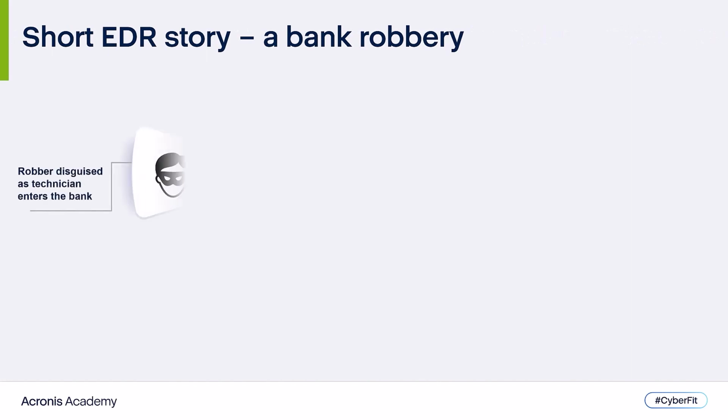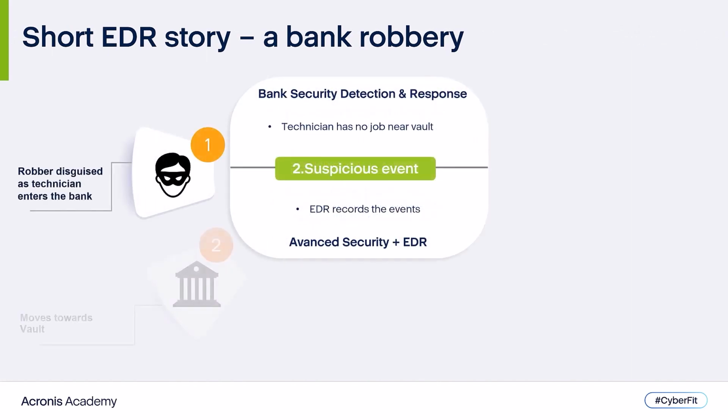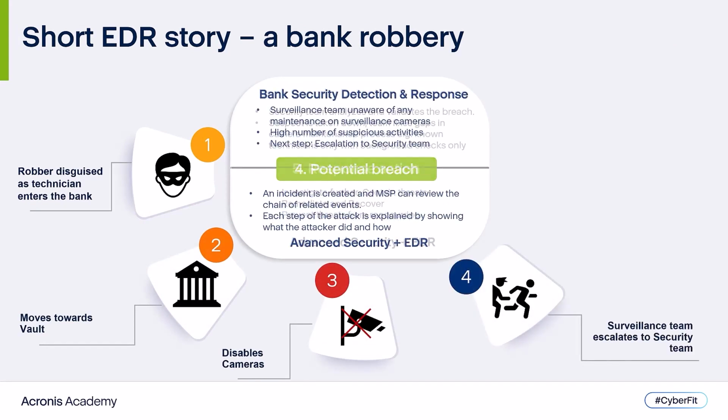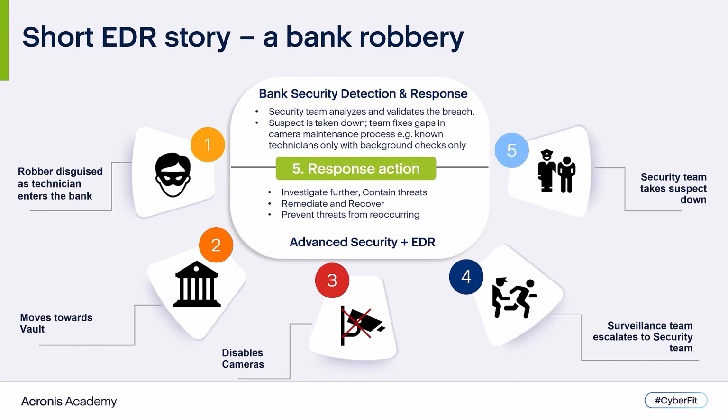Let's talk about an analogy of a bank robbery, since we talked about criminal databases earlier, and how EDR might play in a physical security incident. As you can see here, there are multiple events at play. A technician enters the bank. Now it is unclear at this step that this is a robber in disguise. They move towards the vault. Now cameras are disabled. Some of these events, if individually analyzed, are benign and don't really show anything malicious. Many people enter a bank and move around, right? But as soon as events are combined and correlated together, it increases the chance of becoming a breach.